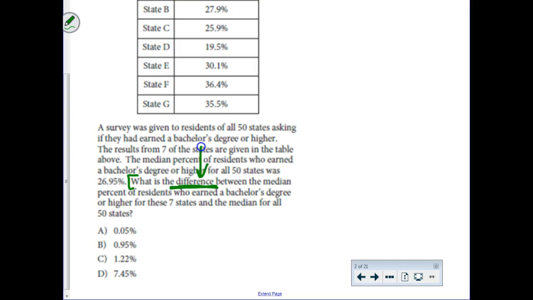They want the difference between the median percent of residents who earned a bachelor's degree or higher for these 7 states and the median of all 50 states. So at some point in our math, we have to subtract something. That's what it means to find the difference. You'd be surprised how many kids don't ever get to that step because they didn't read very carefully. All right, let's go figure this out.